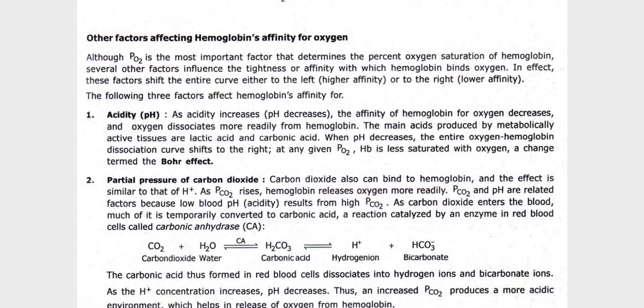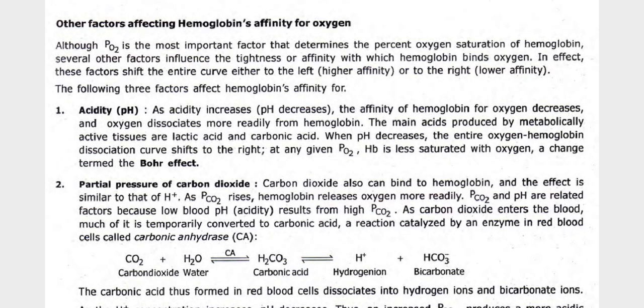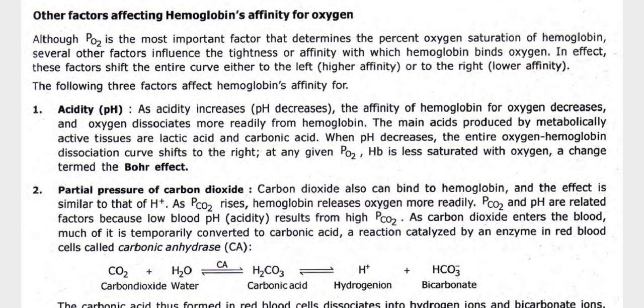Next, other factors affecting hemoglobin affinity for oxygen. Although PO2 is the most important factor that determines the percentage of oxygen saturation of hemoglobin, several other factors influence the tightness or affinity with which hemoglobin binds oxygen. In effect, these factors shift the entire curve either to the left, higher affinity, or to the right, lower affinity.